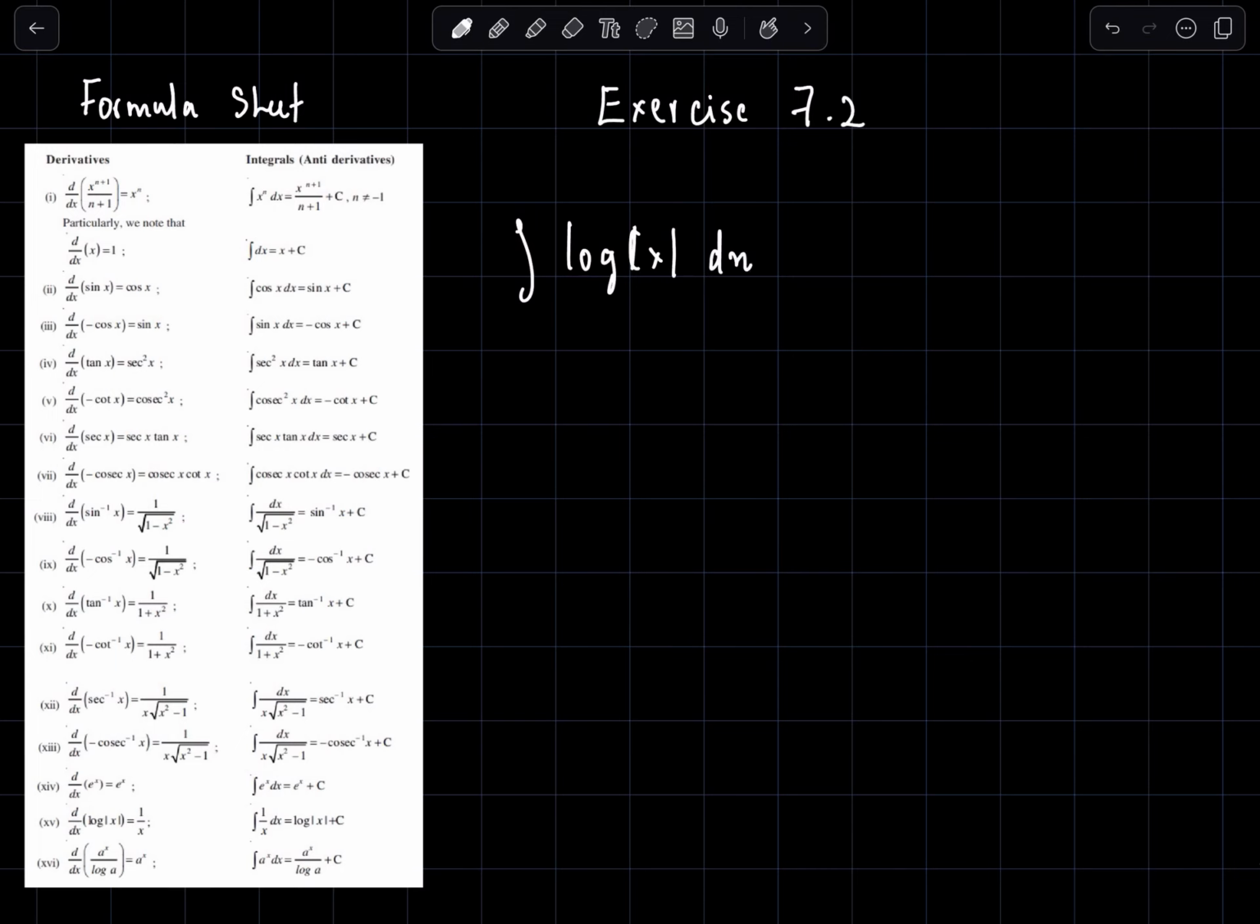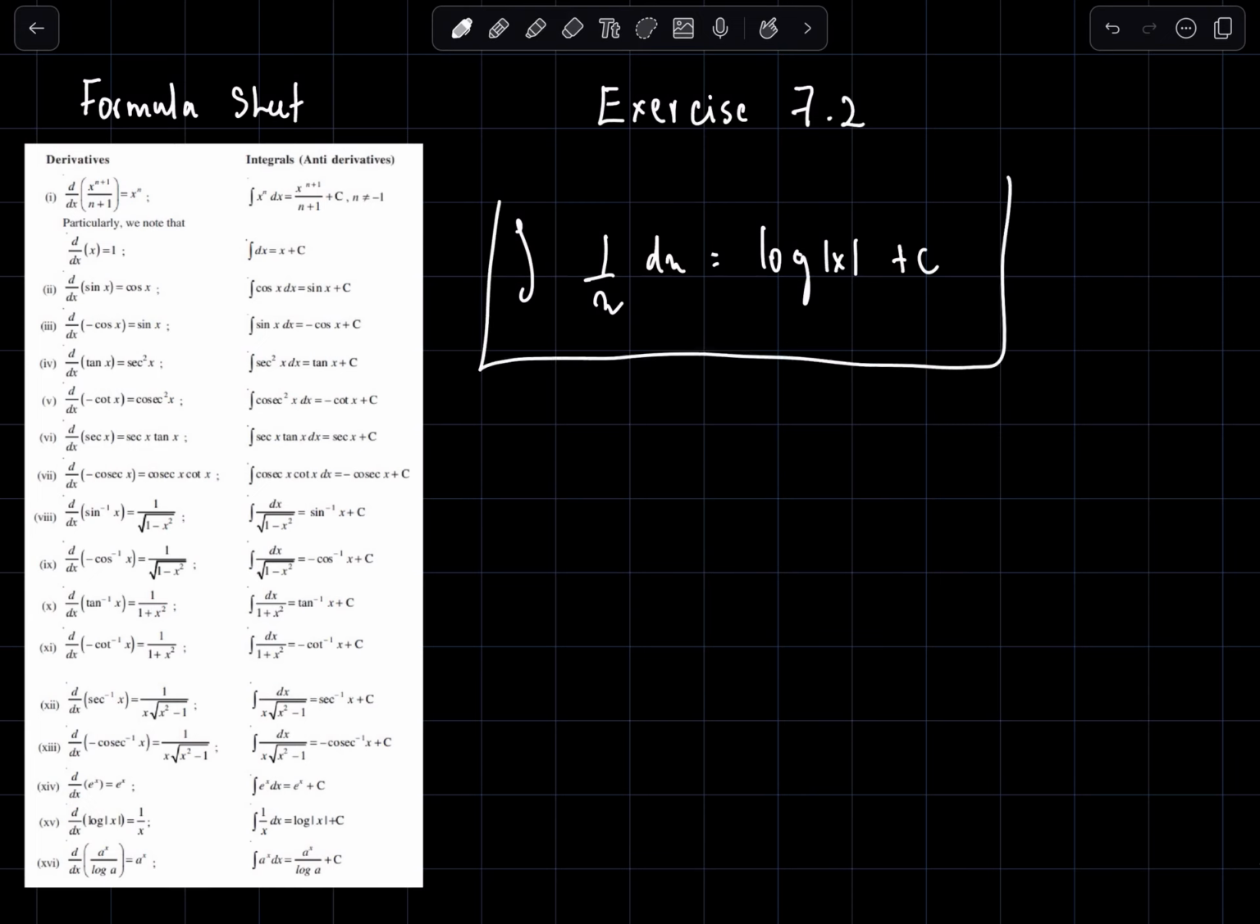or should I say, no, my bad, the integral of 1 by x, you know that it is log of x. This is going to be our main focus today. This one. Okay?